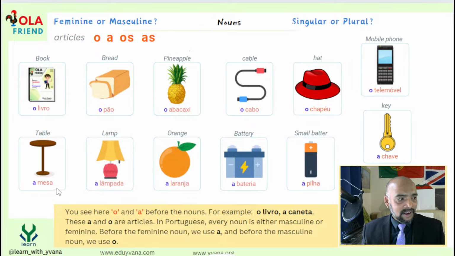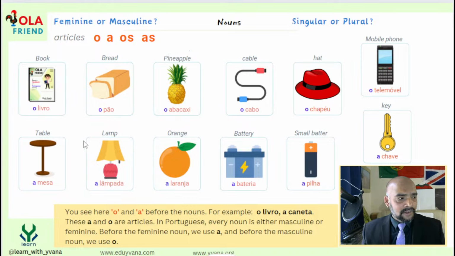And a mesa, that means table, is a feminine noun. And a lampada, we put the article a, so it is a feminine noun. And laranja means orange, this is also a feminine noun. And a bateria, that means the battery, is also a feminine noun. And a pilha, the small battery, also a feminine noun. And a chave, also a feminine noun.